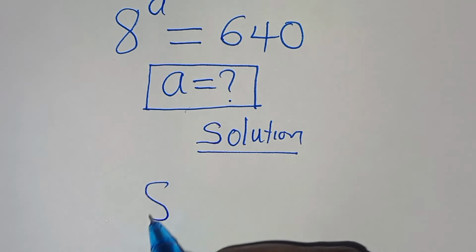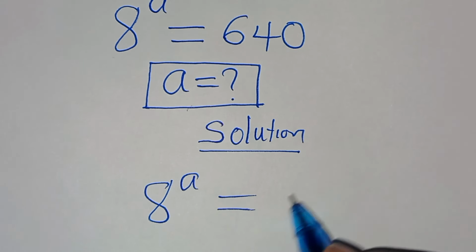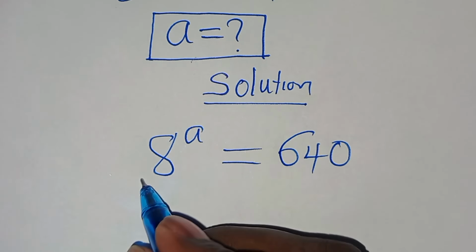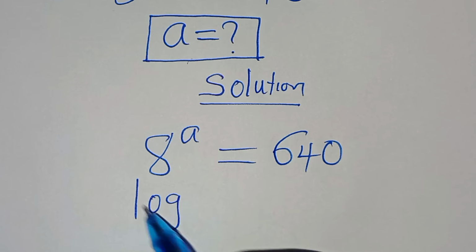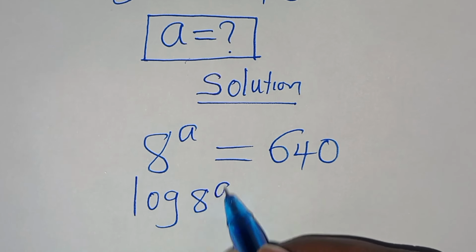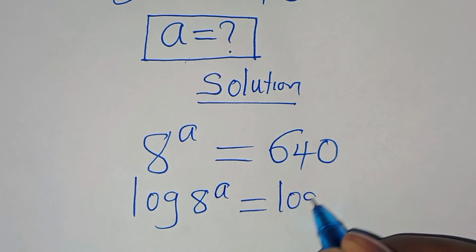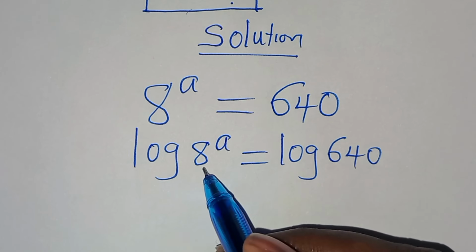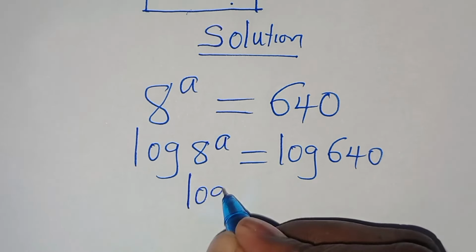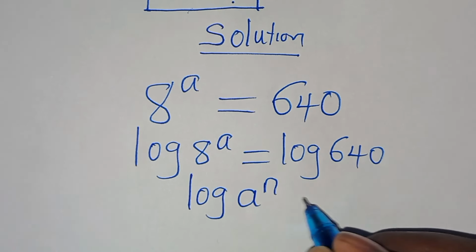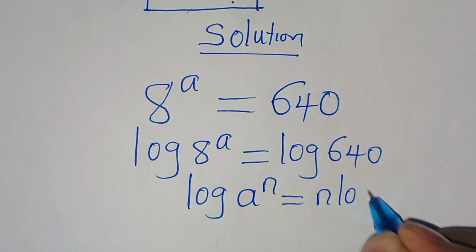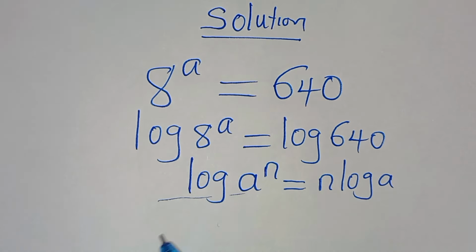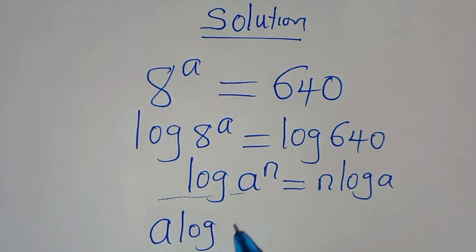We have 8 to the power of a. This is equal to 640. To solve for a, we introduce logarithm on both sides such that we have log 8 to the power of a. This is equal to log 640. Now, log a to the power of n, which we can express as n log a. Applying this power rule property, log 8 to the power of a becomes a log 8.